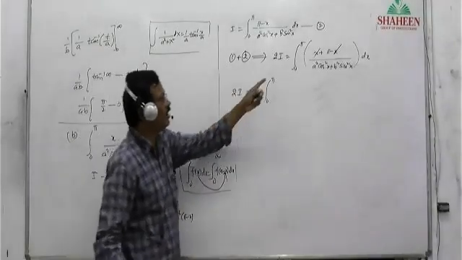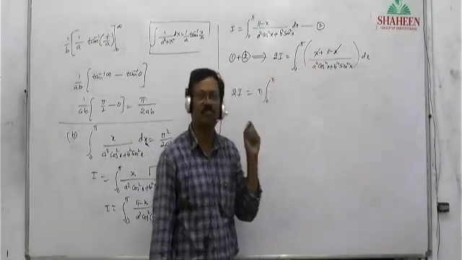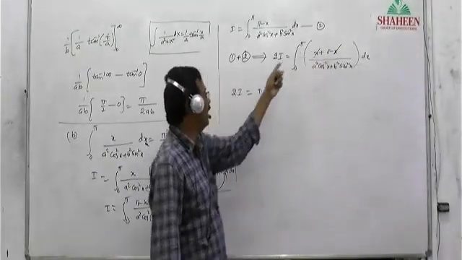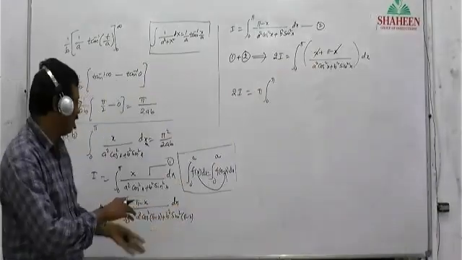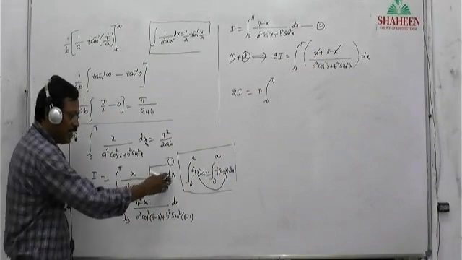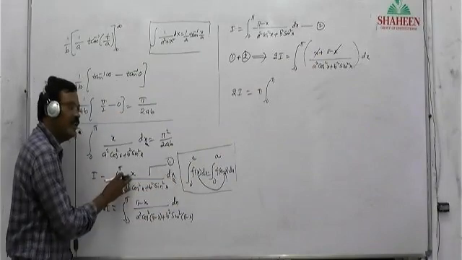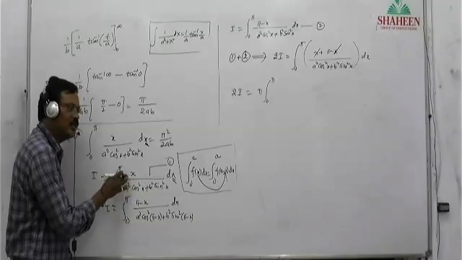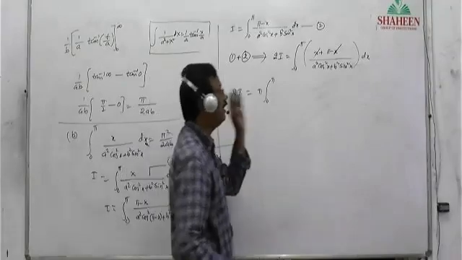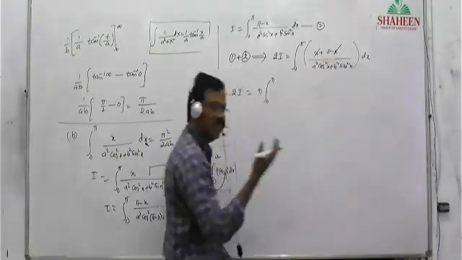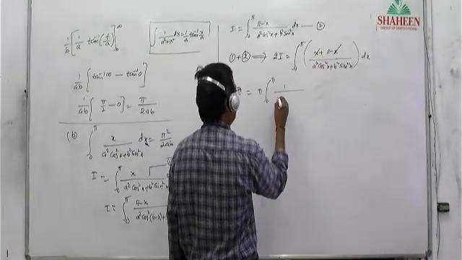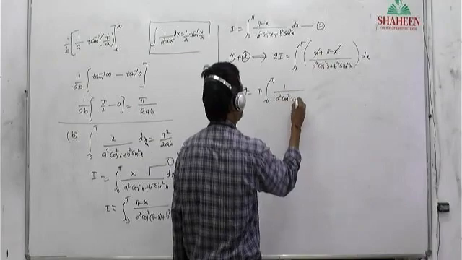If it is any constant number, pi is a constant number, that will be taken common from the integral. That's why I am writing the pi outside the integral. But this x will not be written outside, because it is integration with respect to x and x is a variable. That's why I'm not writing it there. Here pi is a constant that will be outside the integral. 1 upon what is remaining: 1 upon a square cos square plus b square sin square.